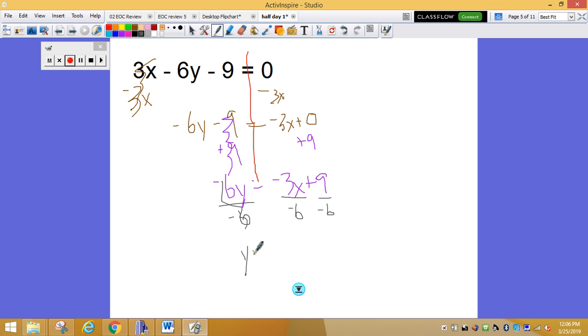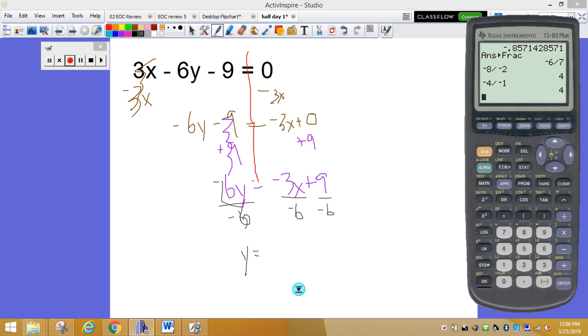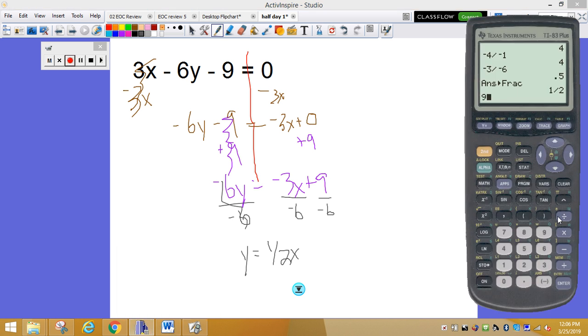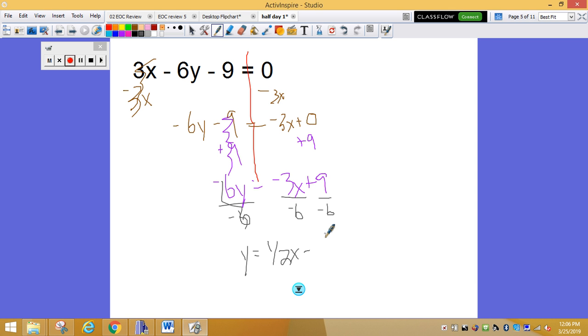So final answer, let's do it in the calculator just to make sure we got it. Negative 3 divided by negative 6. Turn it to a fraction is 1/2. And 9 divided by negative 6. Turn it to a fraction is negative 3/2.